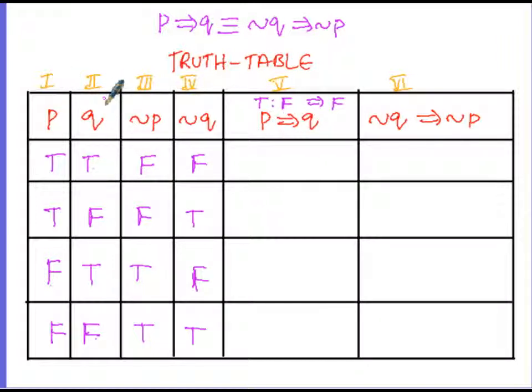Here P is under the first column and Q is under the second column. We are finding the first statement, so P must be true and Q must be false. We have to see TF is F. So under P, in the first and second columns, we have to search for T and F. It is T and T, then T and F. T and F is F, therefore the implication will be false.